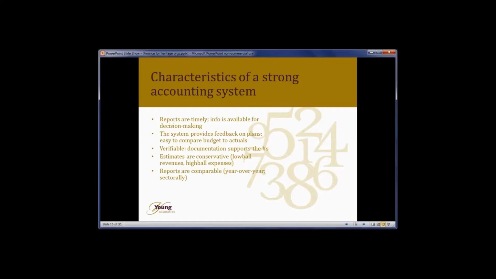A strong accounting system is also a conservative accounting system. Now, this has nothing to do with politics. What accounting means by conservatism is that you always go a little bit on the low side of realistic as far as revenues are concerned, and a bit on the high side of realistic where expenses are concerned. So you want to be just maybe a tad pessimistic.